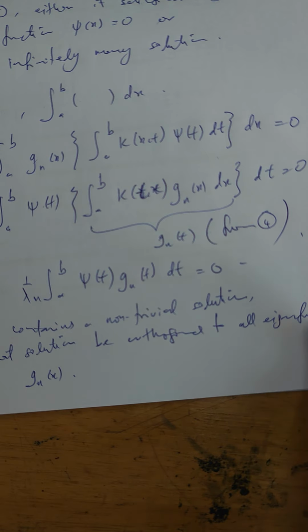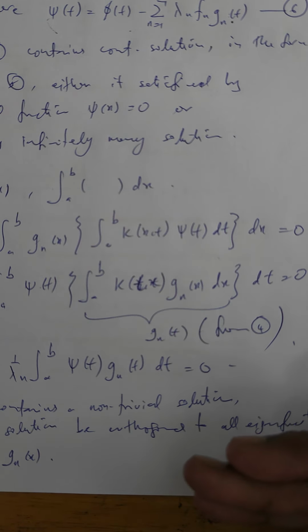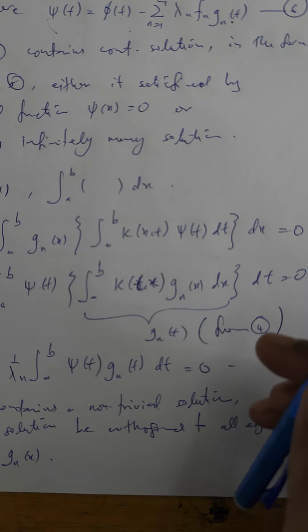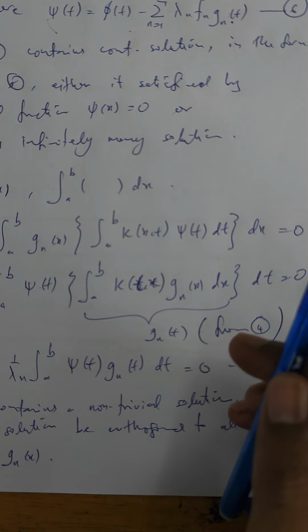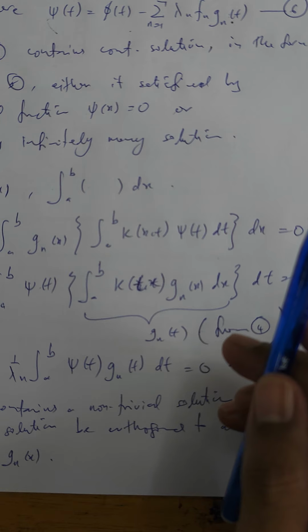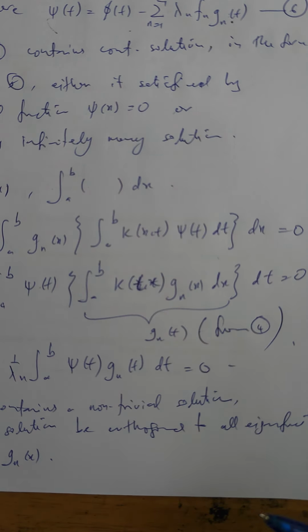So further, if a set of functions is finite, then there exist infinitely many linearly independent functions, and if the functions g n possess an infinite complete set, then no continuous non-trivial solution can be simultaneously orthogonal to all functions of the set. Hence, in this case, the function phi x is trivial, which is equal to 0.